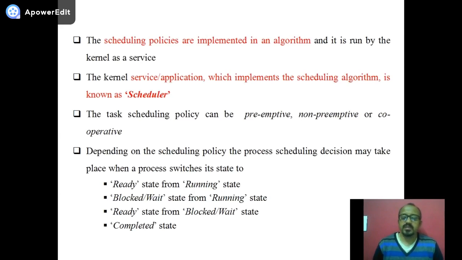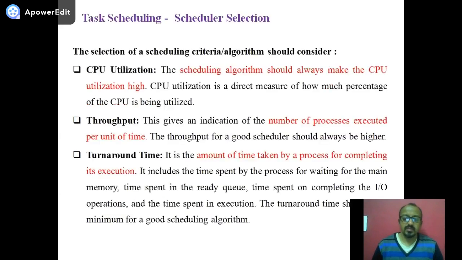What is the work of the scheduling policies? Preemptive, non-preemptive, cooperative: the policies we have to adopt. I have already discussed all these three policies of the scheduler. Depending on the scheduling policies, the task acquires a different status: ready, running, blocked, completed.